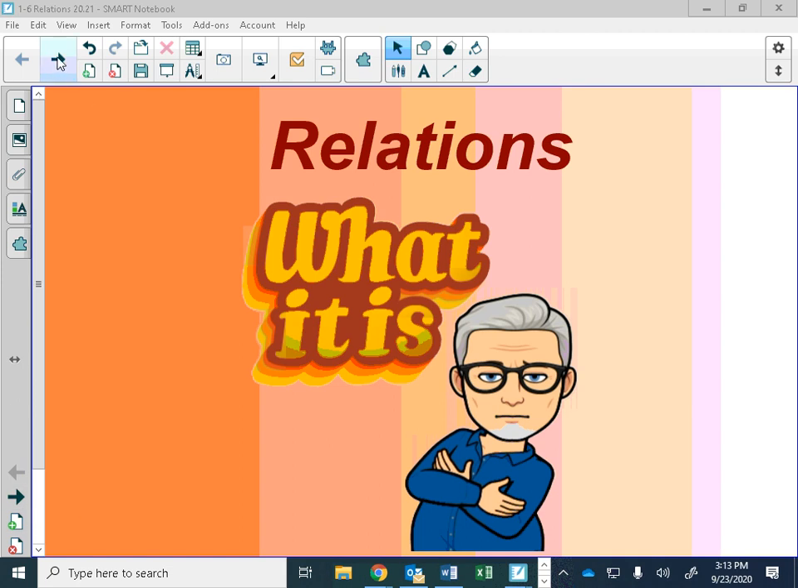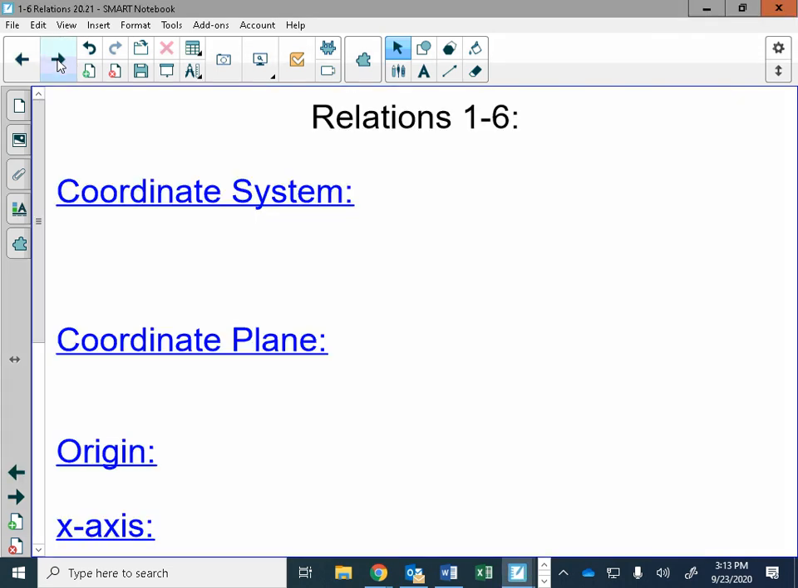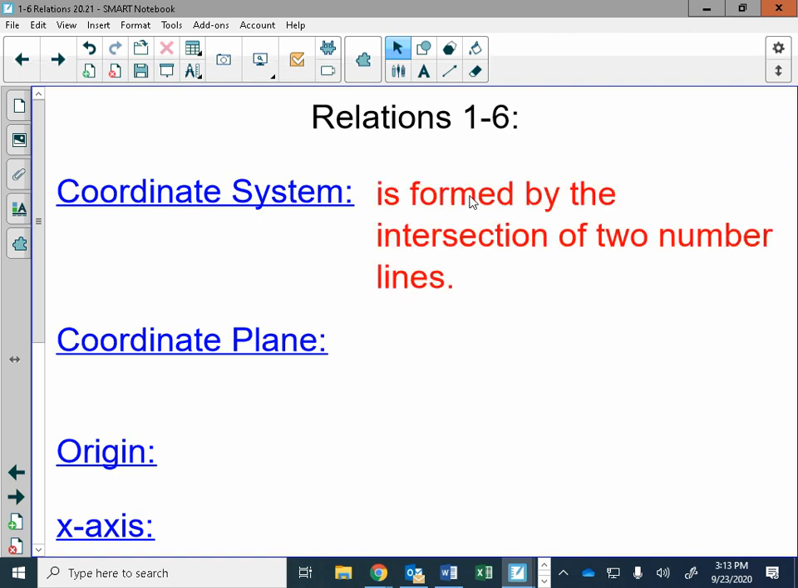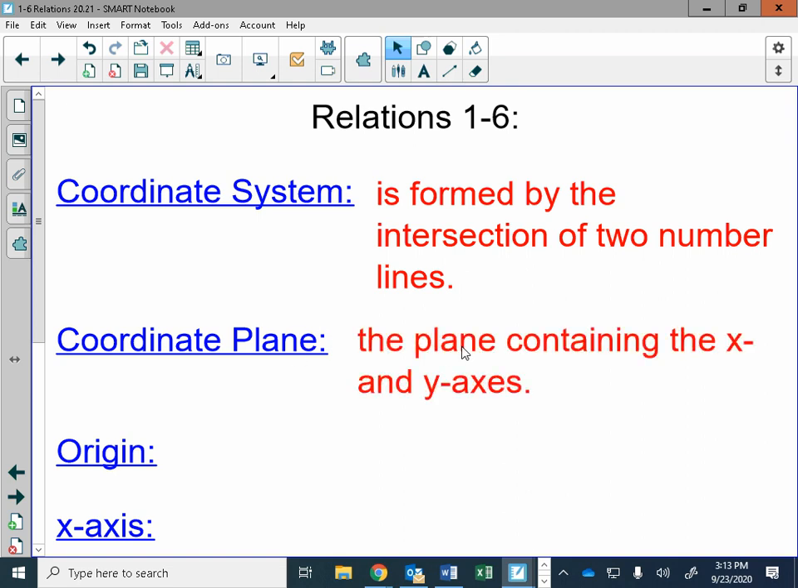Right. Today we're going to talk about relations. So let's cover some vocabulary that we'll need to remember while we're going through this today. The coordinate system is formed by the intersection of two number lines. One of those is a vertical number line and the other is a horizontal number line. The coordinate plane, this is what we all remember and think of, is the plane containing the x and y axes. The x-axis is the horizontal number line and the y-axis is the vertical number line.